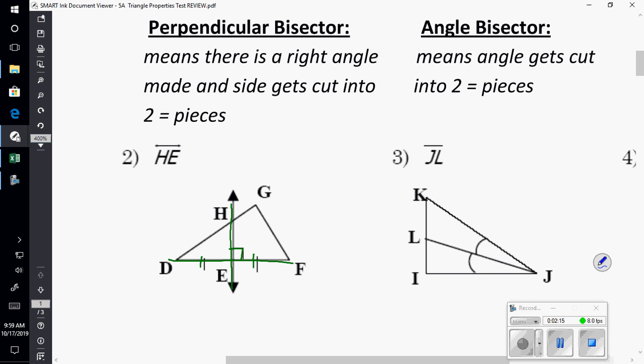An angle bisector is going to take an angle, like angle KJI, and it's going to cut it. This angle bisector JL is going to cut angle KJI into two congruent angles.